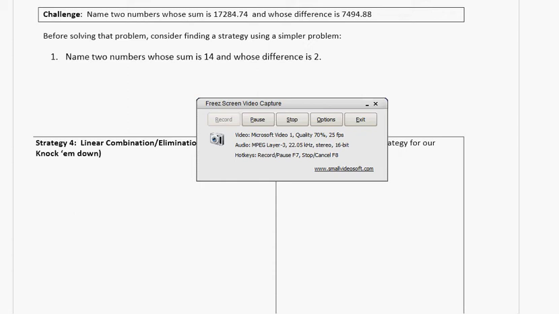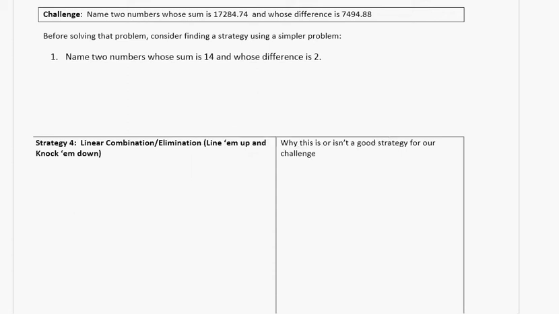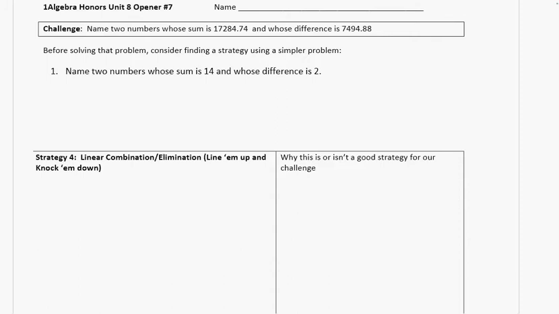Hello and welcome to Unit 8 Opener number 7, where we're looking at the same challenge problem we were looking at in Opener number 6, and we're going to learn a new method for solving it, something called linear combination. It's also called elimination, and it's also called line them up and knock them down.